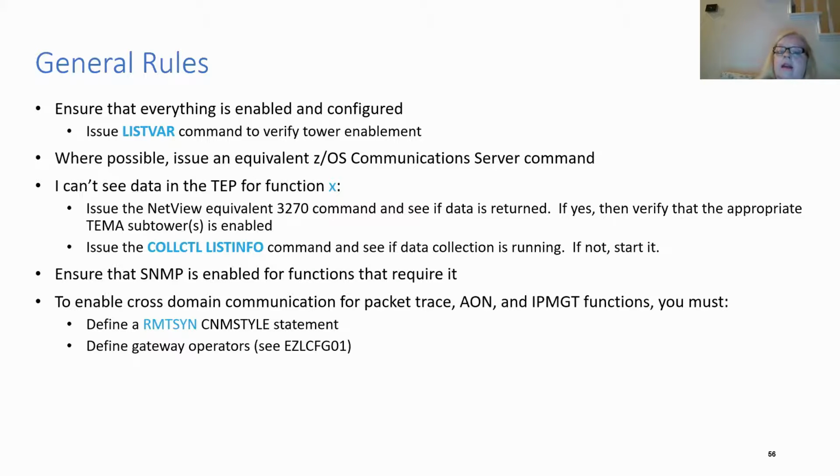Okay. If the data is returned for 3270, then verify that the appropriate team of subtowers is enabled. And for most of this information, there's a command called COLLCTL. And if you do list info, make sure data collection is running for the different subtowers that you've enabled. And if not, you can dynamically start that without bouncing Netview. Ensure that SNMP is enabled for functions that require it.